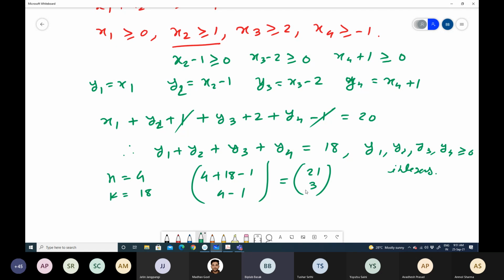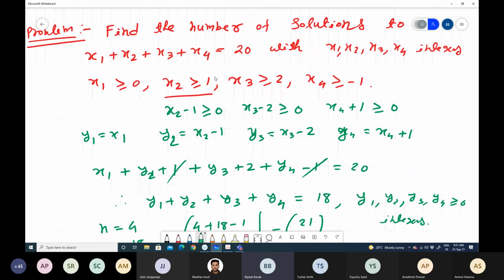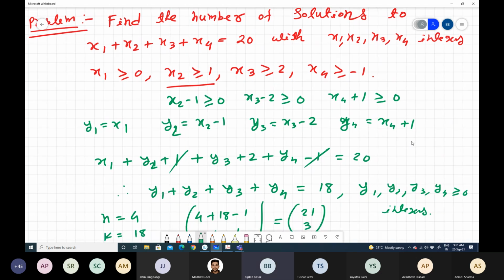Similarly, if you have this kind of lower bounds, then you can solve this problem by that concept of multiset. So that is a trivial problem.